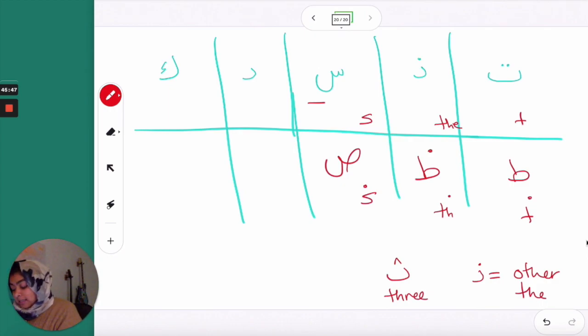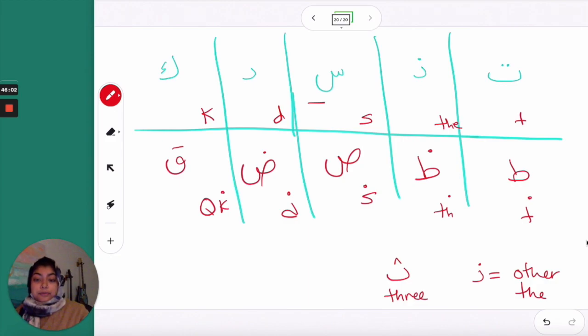Dal, light D sound, dad, heavy D. That's a rap name. Kaf, light K sound, qaf, heavy. You could put a Q, or if you want to put a K with a dot on top, whatever you want to do. So here are the light letters and their corresponding heavy letters. So this will be a good exercise for you to be able to differentiate between the sounds.